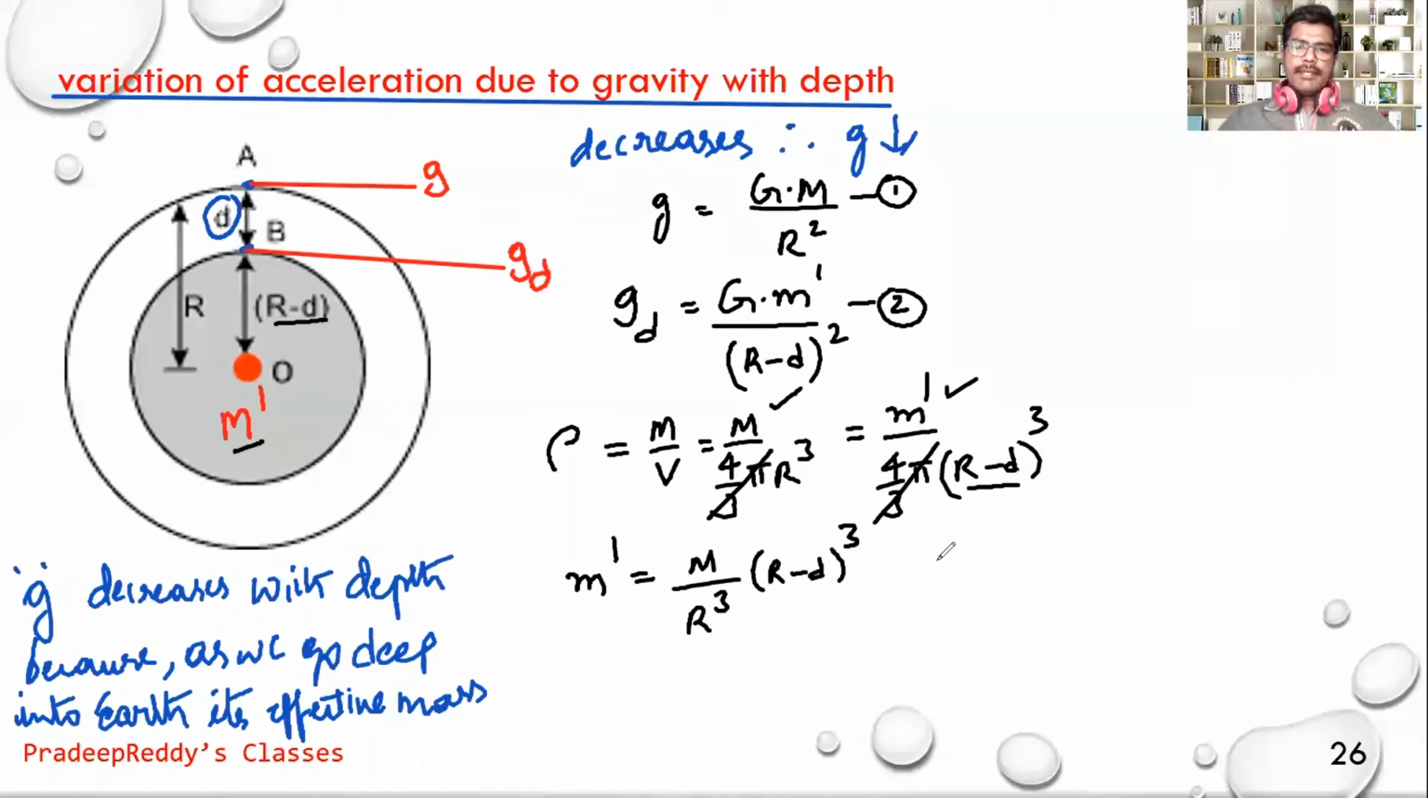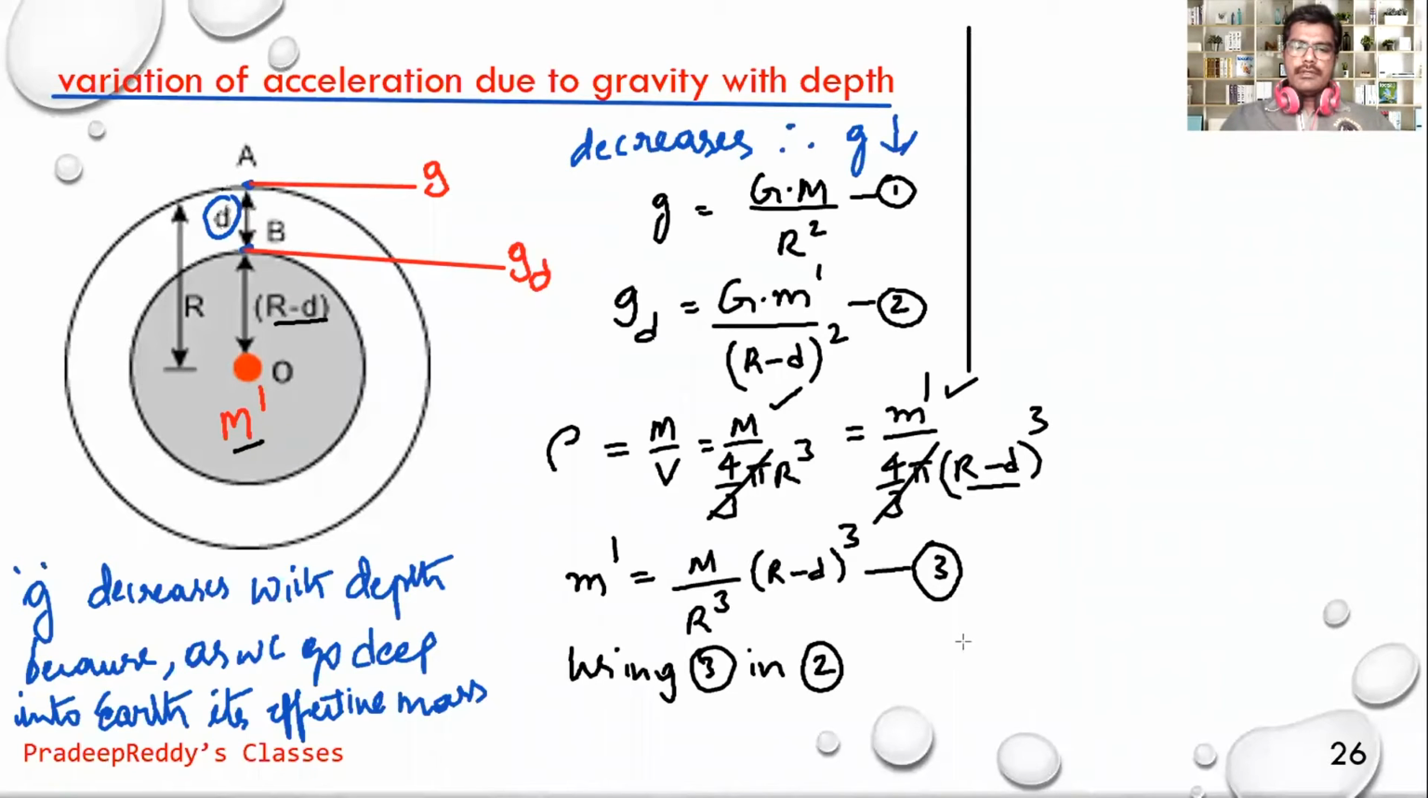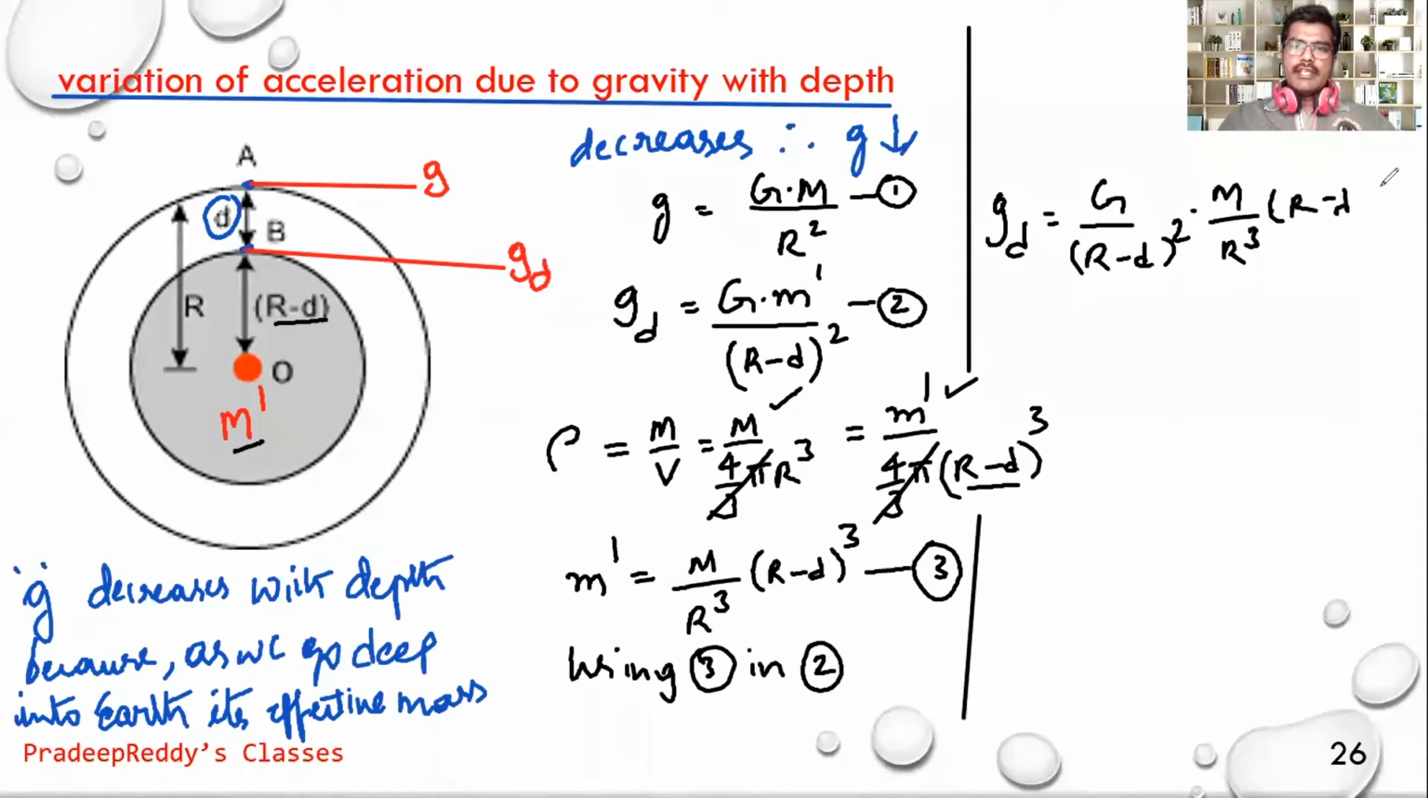Now this is simply substituted in equation 2, using equation 3 in equation 2, which gives you acceleration due to gravity at a depth d will be capital G divided by (R minus d) whole square into M dash, which is equal to capital M divided by R cube into (R minus d) whole cube. This and this gets cancelled.